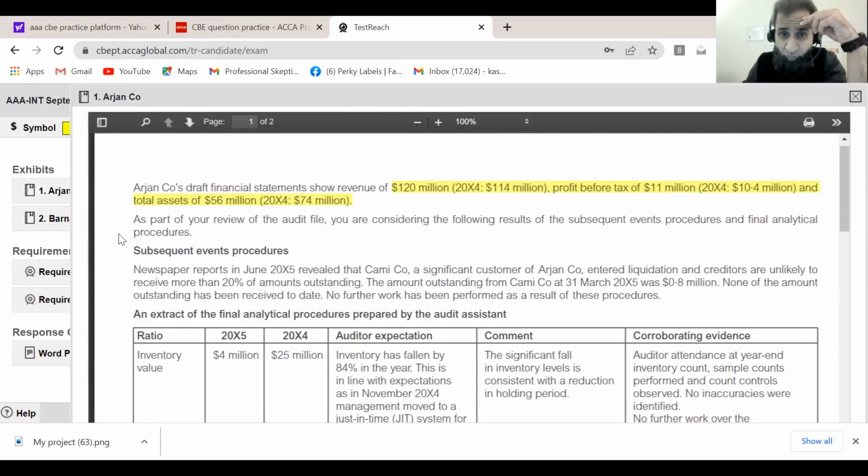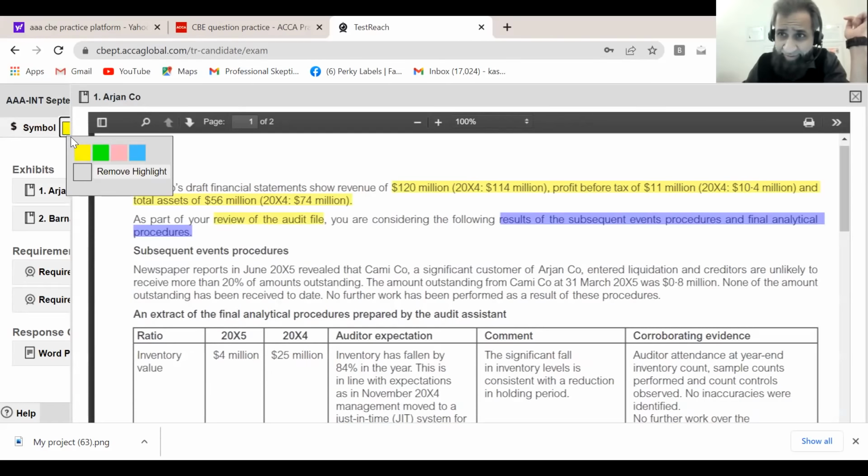As part of your review of the audit file, you are considering the following results of the subsequent event. So you are doing a review of the audit file. When do we carry out a review of the audit file? At the completion stage of the audit, right? Is this question set at the completion stage? Yes, because the second requirement of this question is on the audit report. So as part of your review, you are considering the results of the subsequent events and the analytical procedures.